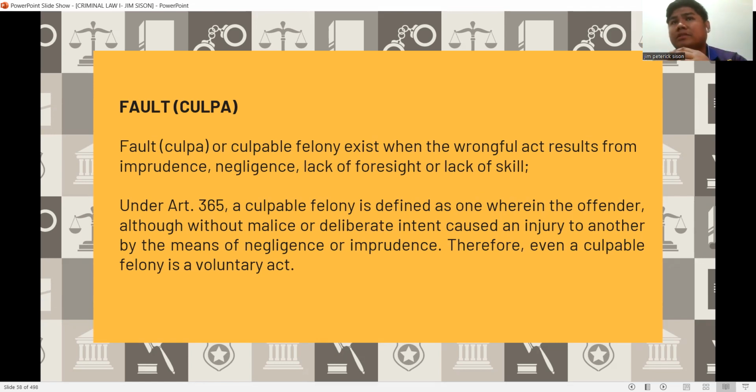Or if you are on the third floor, and because you are in a rush, your professor chased you out, and a student fell from the third floor, you can be held liable. Why? Because that's negligence. So you should be careful. You should be prudent enough to know that you might cause injury to another. Otherwise, you'll be held liable for reckless imprudence.